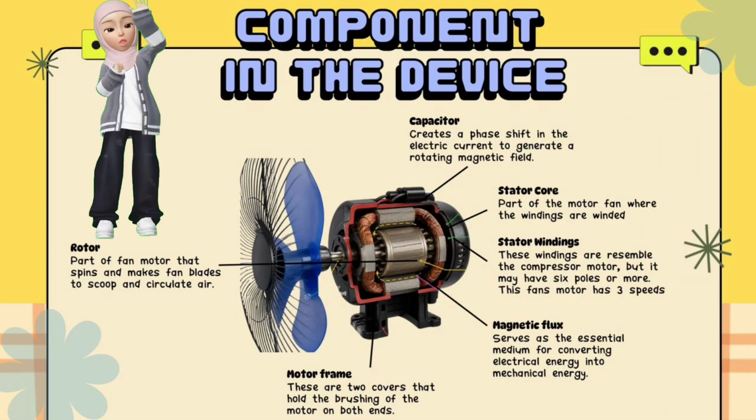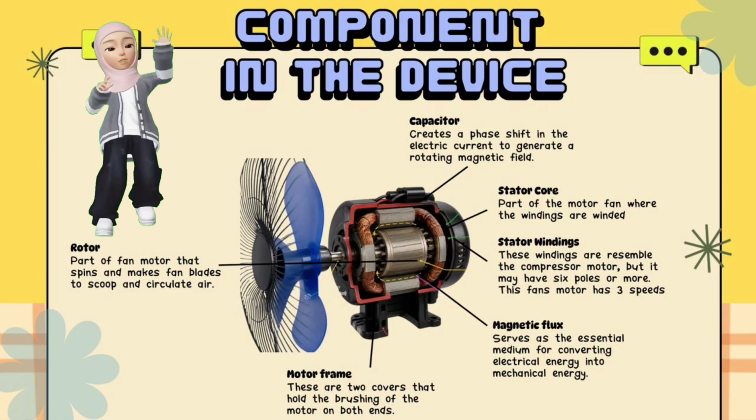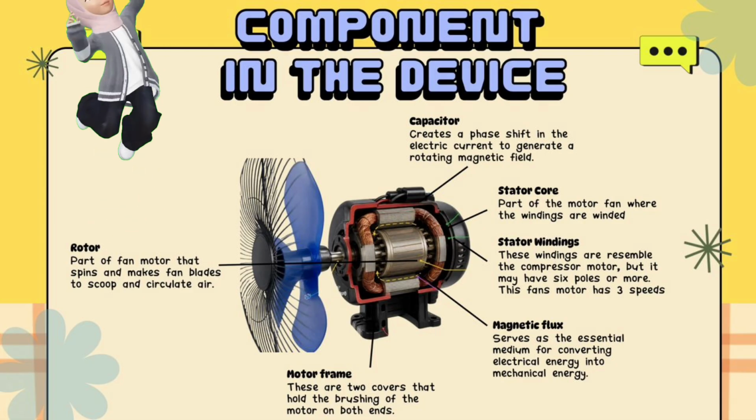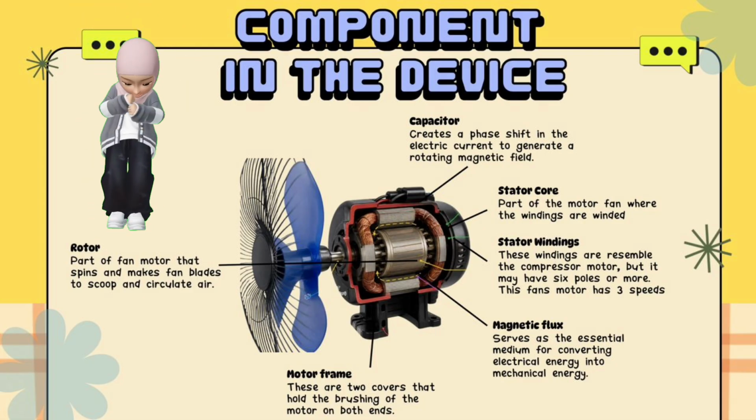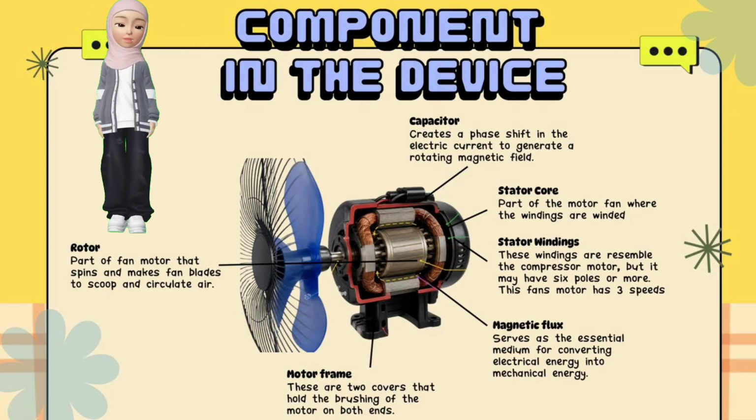First one, stator core. The stator core is the part of the fan motor where the windings are wound. Next, stator windings. These windings resemble the compressor motor, but may have 6 poles or more. This fan's motor has 3 speeds. Third, rotor, the part of the fan motor that spins and makes the fan blades scoop and circulate air. Next, motor frame. These are 2 covers that hold the bushing of the motor on both ends.